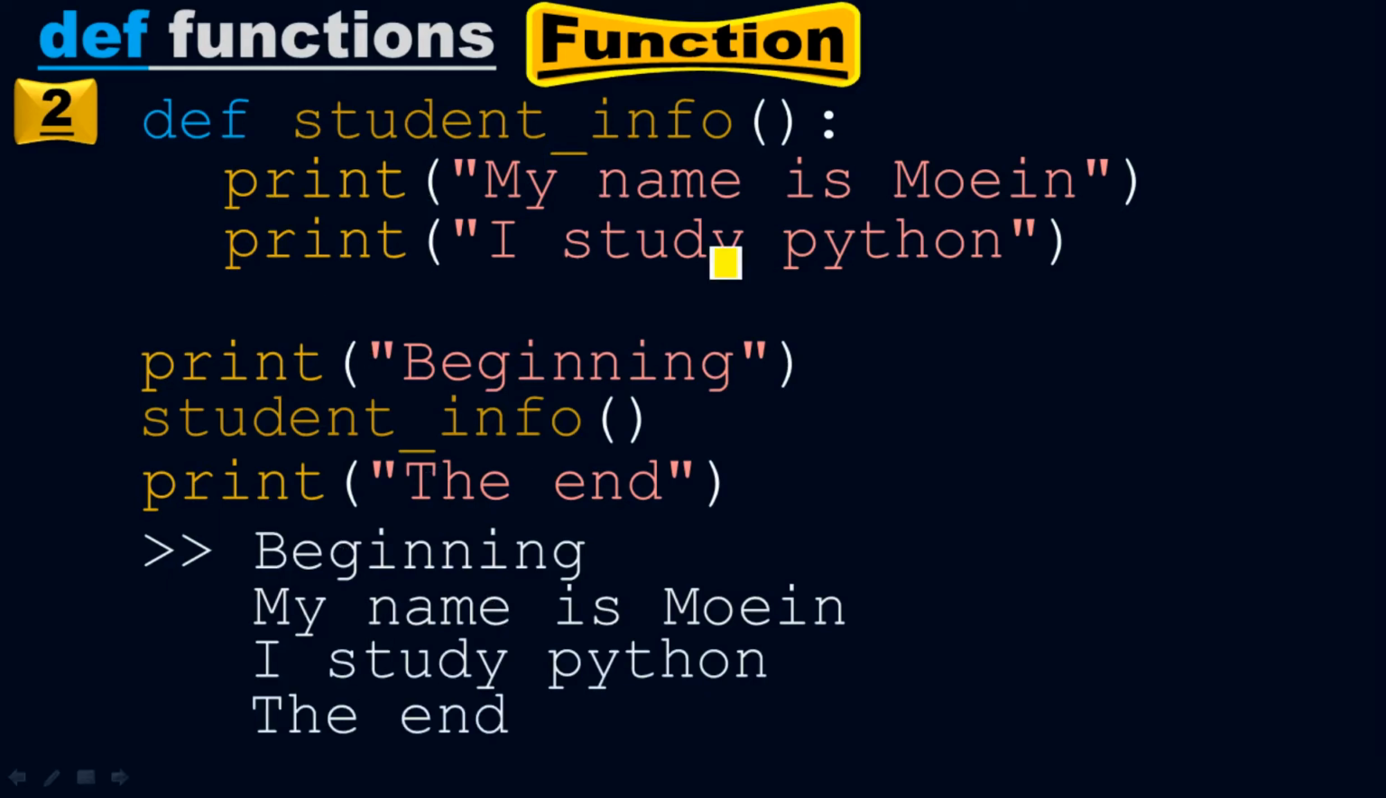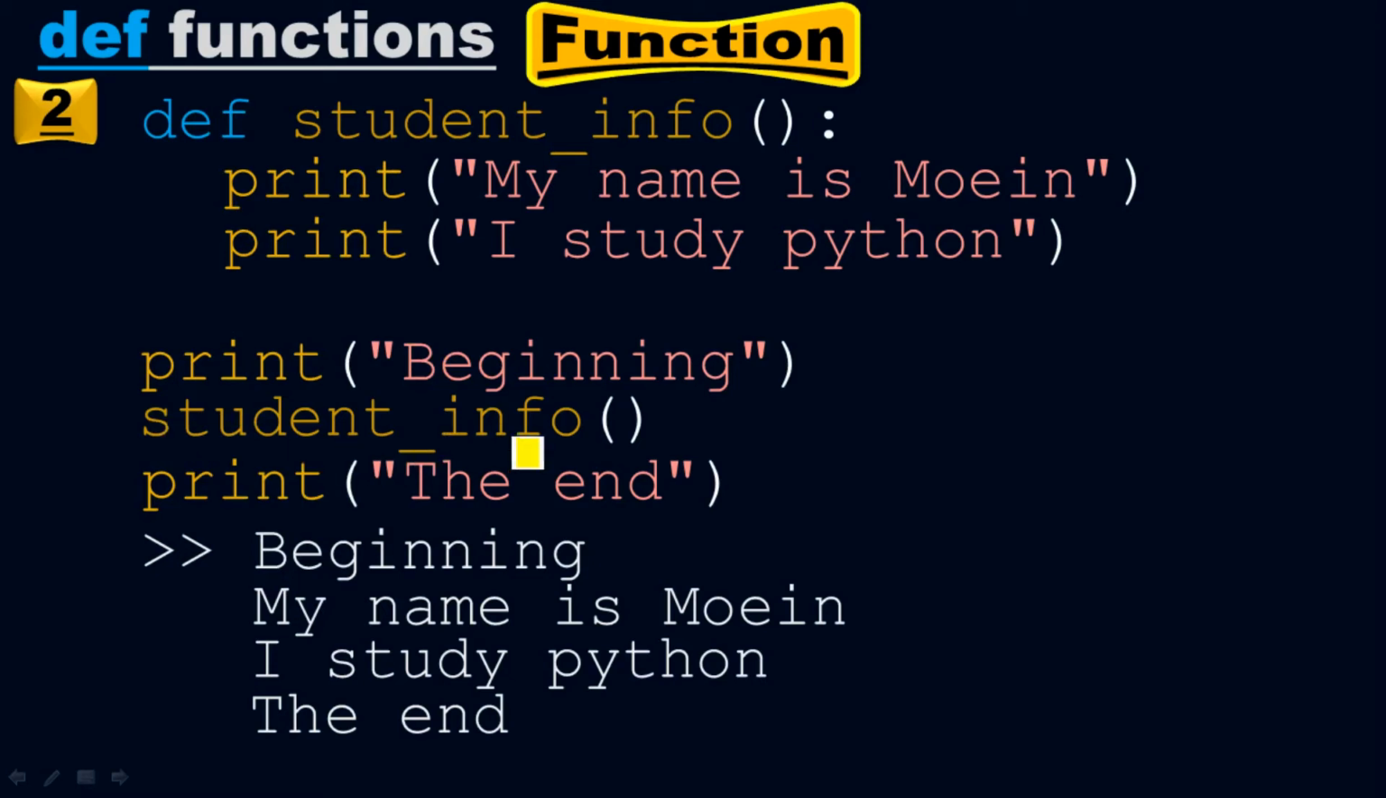I took the same example. I have defined a function with the name student_info, and then I have two print functions: print of "My name is Moein" and print of "I study Python". Then I put a defined function here. Make sure it is better to have a space between this part and this part.